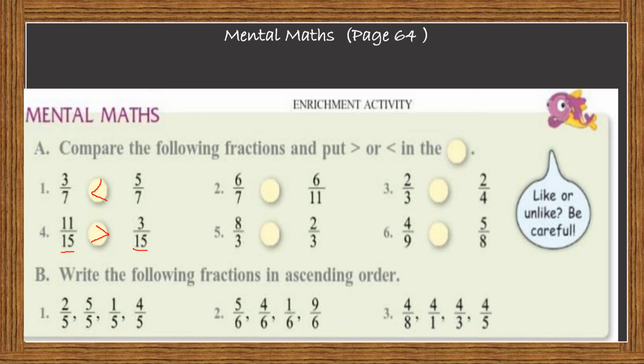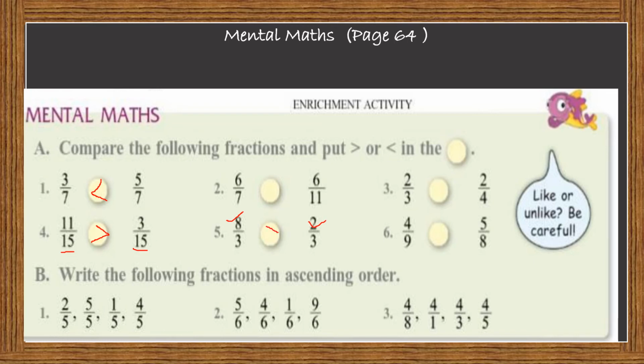Here the denominator is 7 and here it is 11. It is not a like fraction, so we will do it afterwards. Let's take a like fraction example. 8 upon 3 and 2 upon 3. The denominators are 3, like fractions. So we will look at the numerators. Here it is 8 and here it is 2. Which one is greater?